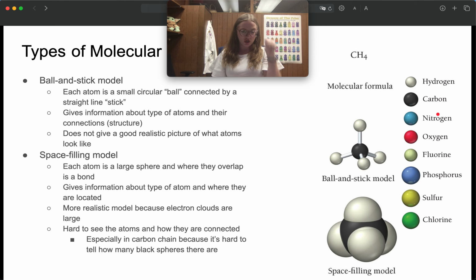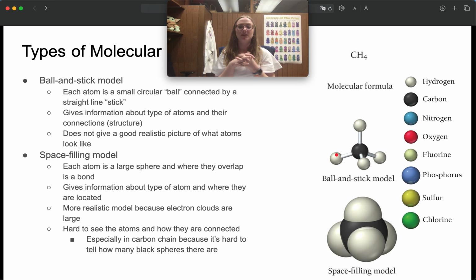So again, this gives us good information about structure. It gives us good information about the number and type of atoms that are hooked together. But it doesn't really give us a realistic picture of what atoms look like, or molecules look like. Spoiler alert, molecules aren't actually separated by a line that is a chemical bond, okay? They're actually, again, mostly that empty space, and they might have some overlap where they're sharing some space with another atom.